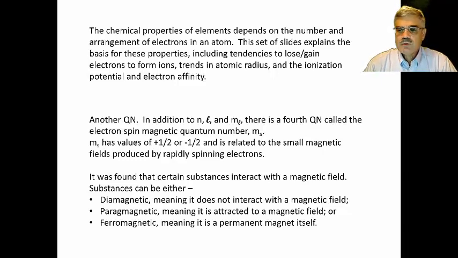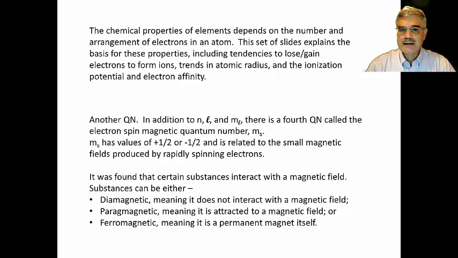There's also a fourth quantum number, which we'll call the electron spin quantum number, abbreviated as m with a subscript s. And ms will have values of plus 1/2 and minus 1/2, something of a relief from the integers that we were using for the other quantum numbers. And ms is related to the small magnetic field produced by rapidly spinning electrons.